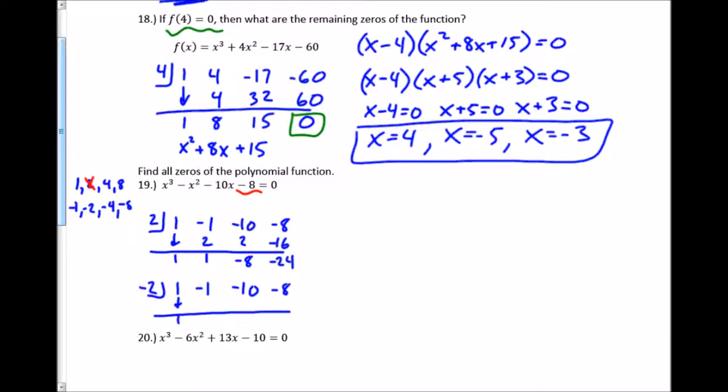So I bring this guy down. I multiply, I add straight down. I multiply, I add straight down. I multiply, I add straight down. And I get a 0, which means that one works. Okay, so -2 is one of my solutions, which means x plus 2 is my factor.